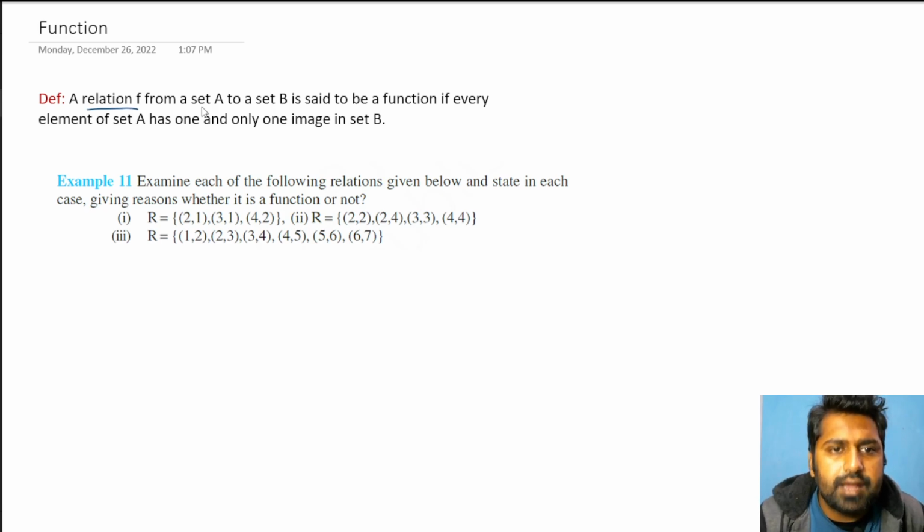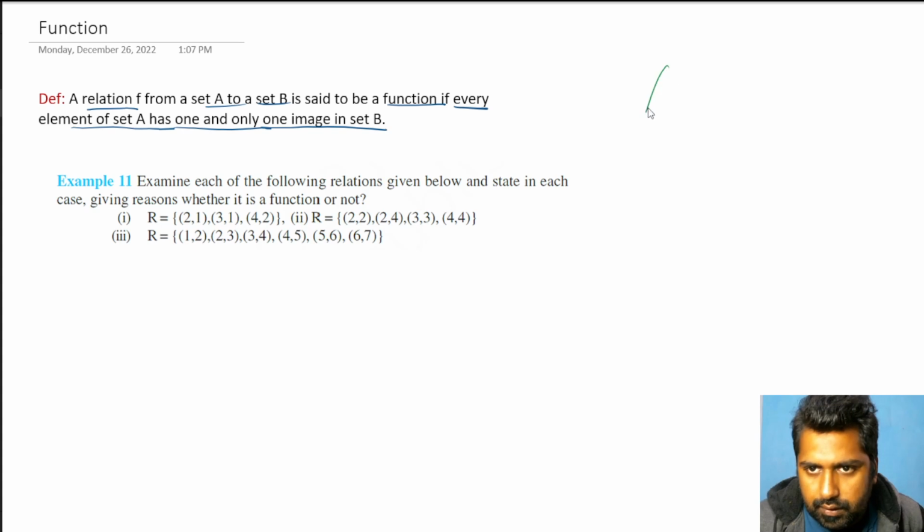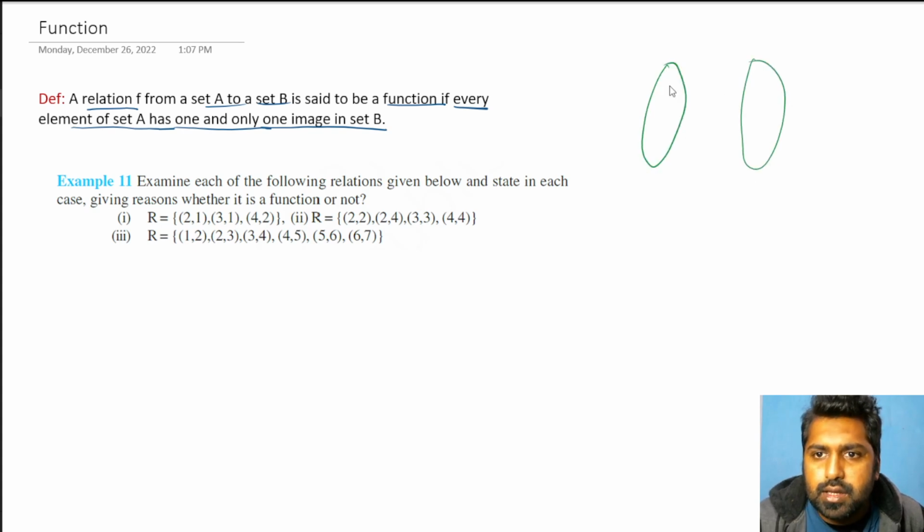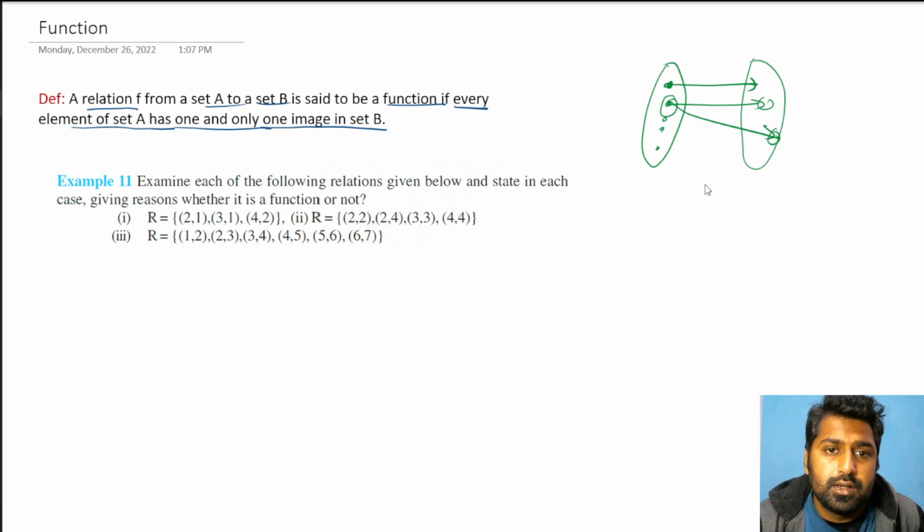He's saying a relation f from set A to set B is said to be a function if every element of set A has one and only one image in set B. What does that mean? I'll show you with the help of a diagram. Suppose this is set A, this is set B. So every element of set A should have one image. Every element. How many elements are there? Doesn't matter. Each element should have one image. There cannot be multiple images. Means for a single element, there cannot be 2 images. The moment one element will have 2 images, it will not be a function.